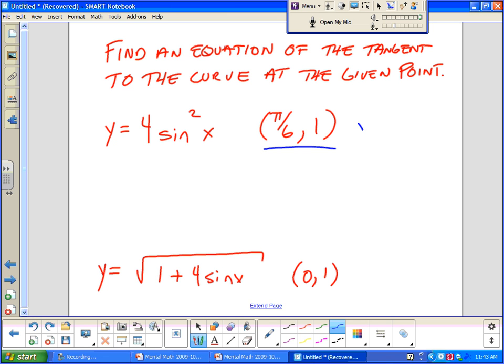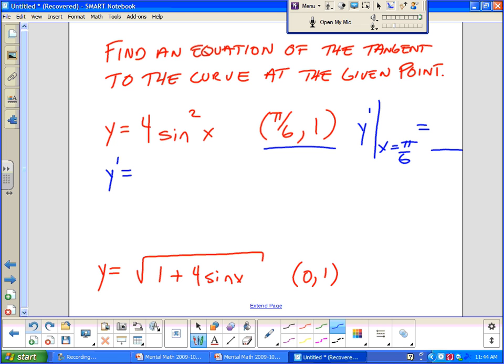I need to find y prime when x equals pi over 6. I need to fill in that blank so I can do an equation of a line. And again, this here is a chain rule. We don't know the derivative of sine squared. We know the derivative is this. I'm not going to write that, so we have to do the derivative first of the square.